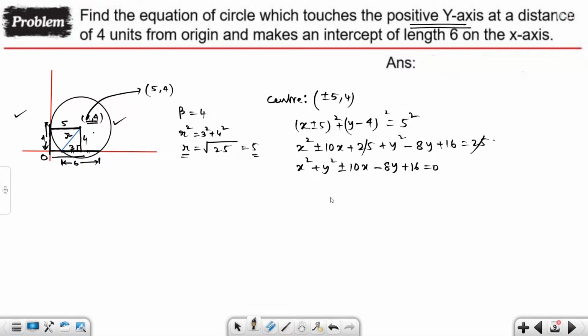Why is the plus minus sign coming? Because there are 2 such possible circles, either in the first quadrant or in the second quadrant. It cannot be in the third or fourth quadrant. The reason I have already explained. Okay, so our answer is this.